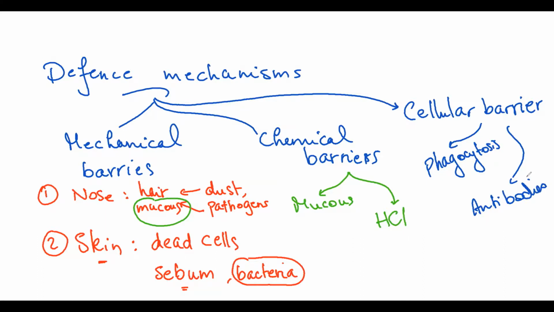These are all the barriers or the defense mechanisms of the body, and these are natural defense mechanisms. Are there artificial defense mechanisms? Yes, of course, which is vaccination, and I'm going to include it now when I explain immunity and the immune system. So let's go now to the immune system.